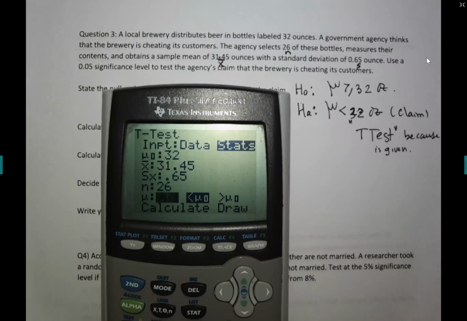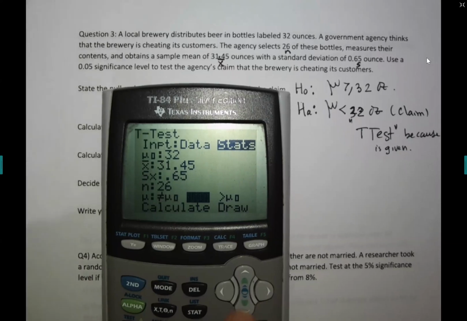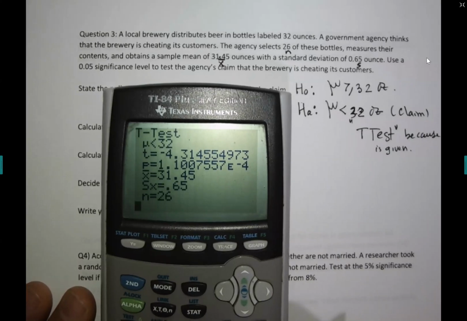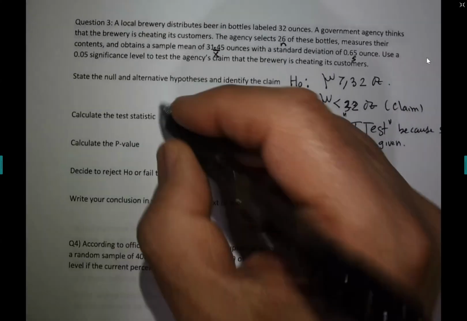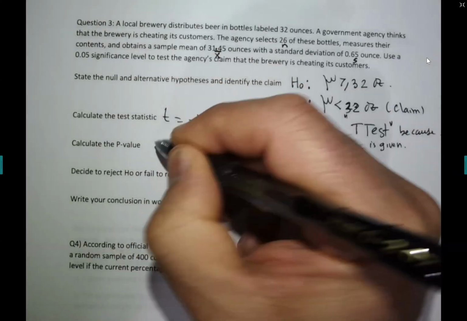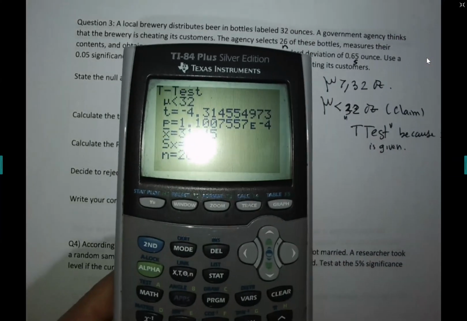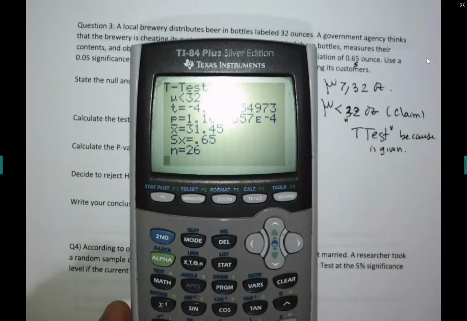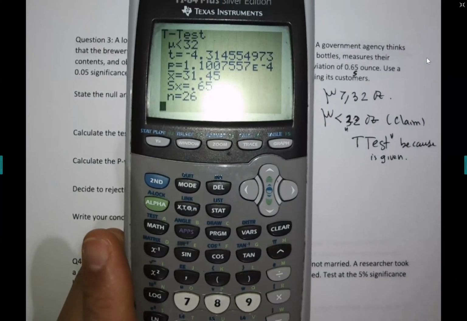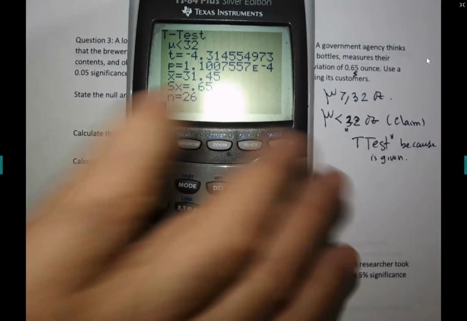Now we need to check if mu is less than 32. There you go. And I'm gonna hit calculate, guys, for you. And watch. t is negative 4.315. Good. And good, I'm glad that it happened. We get this p-value because we need to learn how to interpret this. So I'm gonna copy it, guys. It's 1.1008 e minus 4.